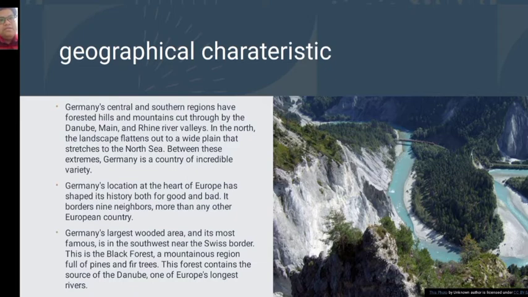Alright, next is a geographical characteristic. First point is Germany's center and south region have forested hills and mountains cut through by the Danube, Main and Rhine River valleys. In the north, the landscape flattens out to a wide plain that stretches to the North Sea. Between these extremes, Germany is a country of incredible variety.